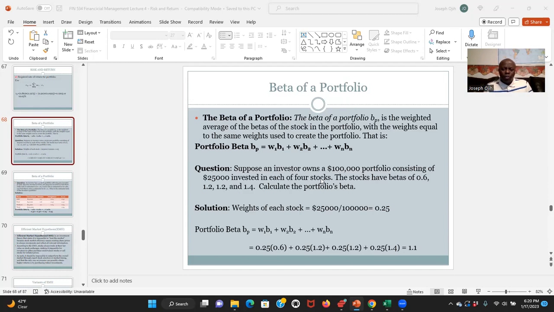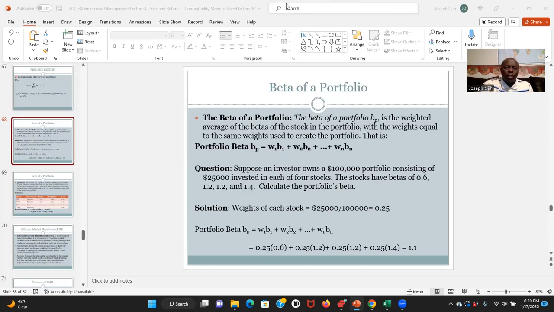The beta of a portfolio, which I represent with the symbol BP, means the weighted average of the betas of the stocks in the portfolio. The weight here is equal to the same weight used to create the portfolio.